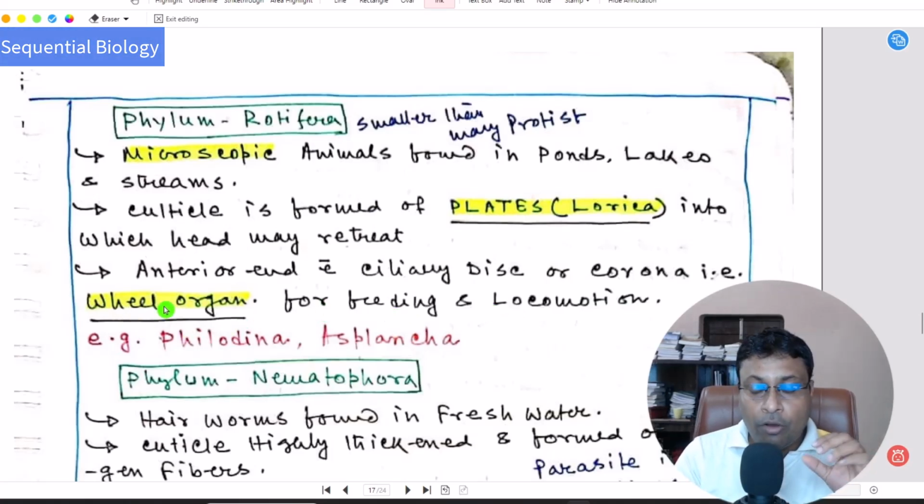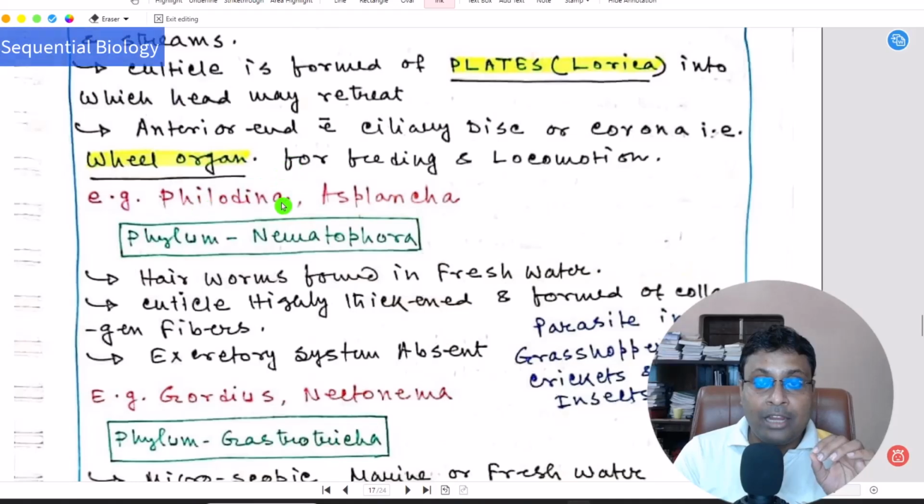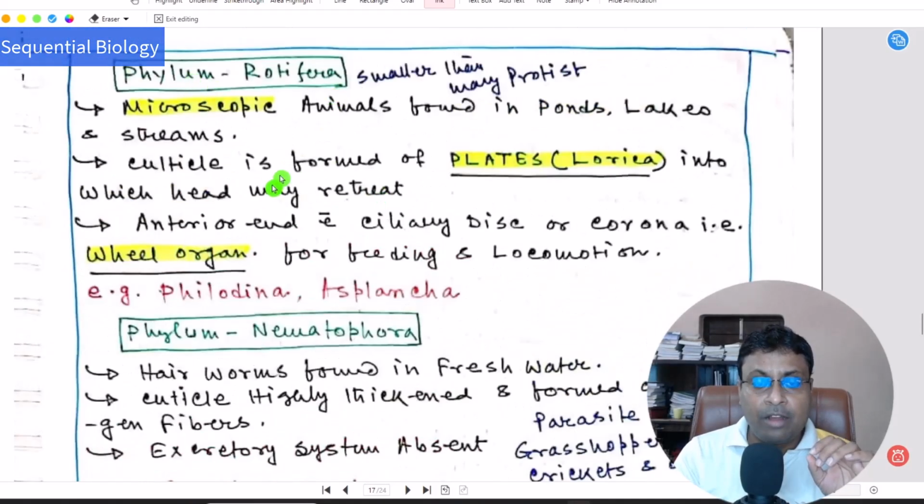This type of wheel organ can also be found in the case of Amphioxus. Then the anterior end with a ciliary disc or corona, that is the wheel organ, is present in phylum Rotifera. The members of this phylum are Philodina and Asplanchna. These are the two important members of this phylum Rotifera.